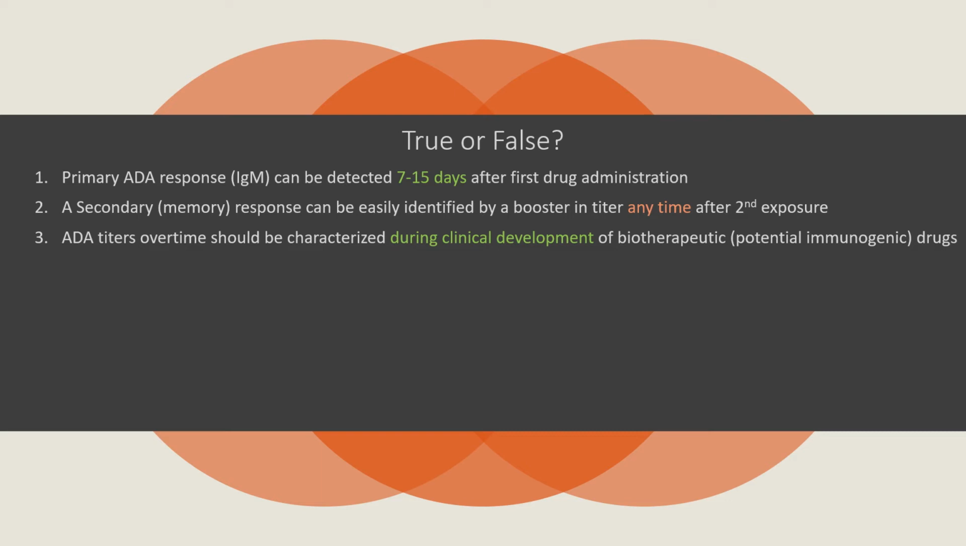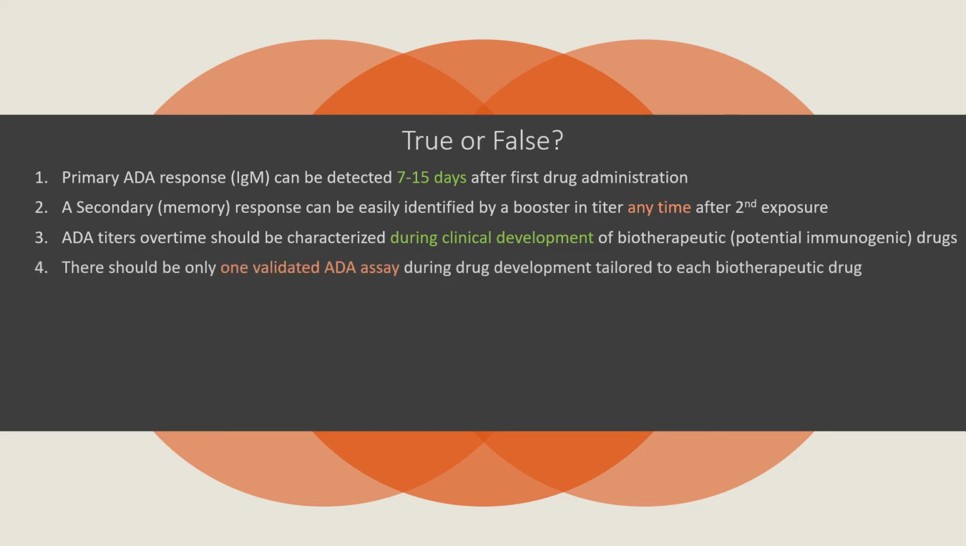It should be percent patients at a given time. So after the first exposure, after the secondary exposure, how many days, and if they become negative, when. So the time frame is as critical as the titers for analyzing anti-drug antibodies, and in more recent drug development programs, it should be fully characterized before approval of the drug.